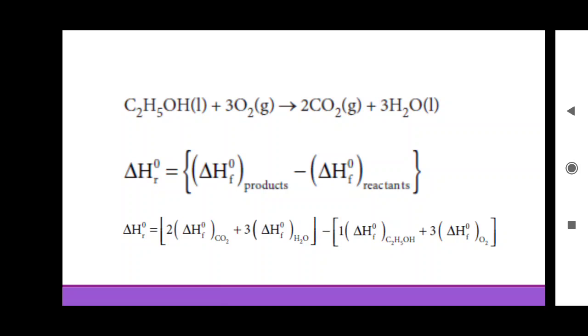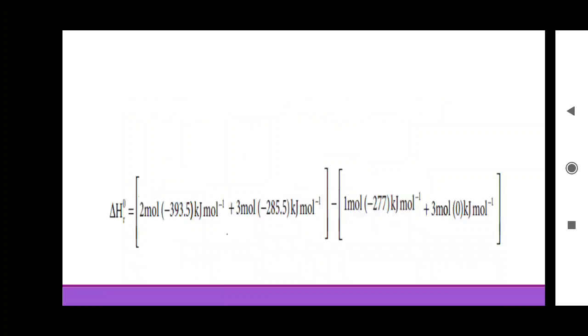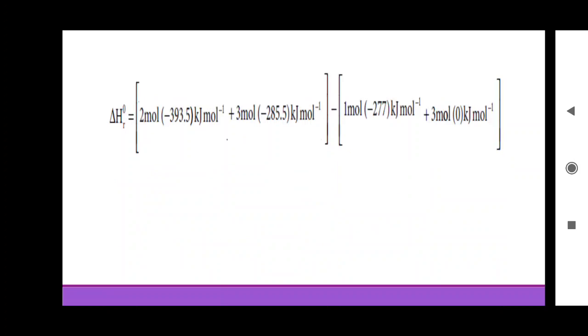First you should write the moles. Carbon dioxide 2 moles, water 3 moles. So it's product minus reactant. Ethyl alcohol 1 mole, oxygen 3 moles. Then delta HF for CO2, delta HF for water, delta HF for ethyl alcohol, delta HF for oxygen. Just substitute the values. The values are substituted.